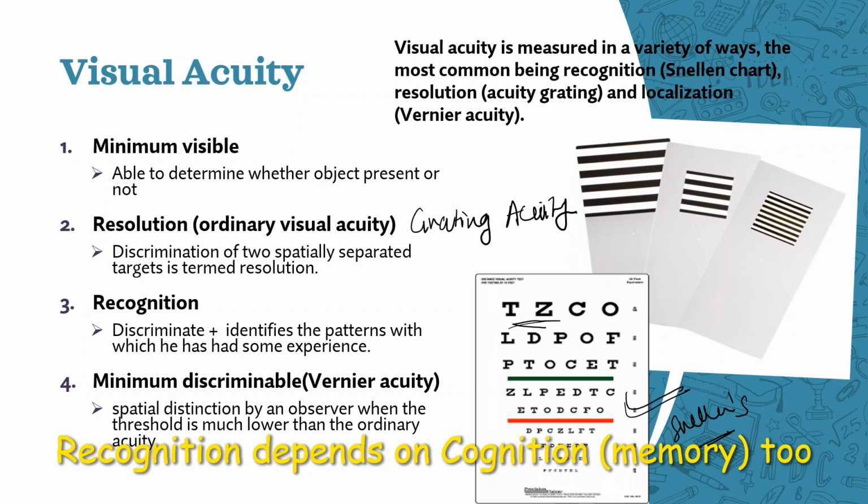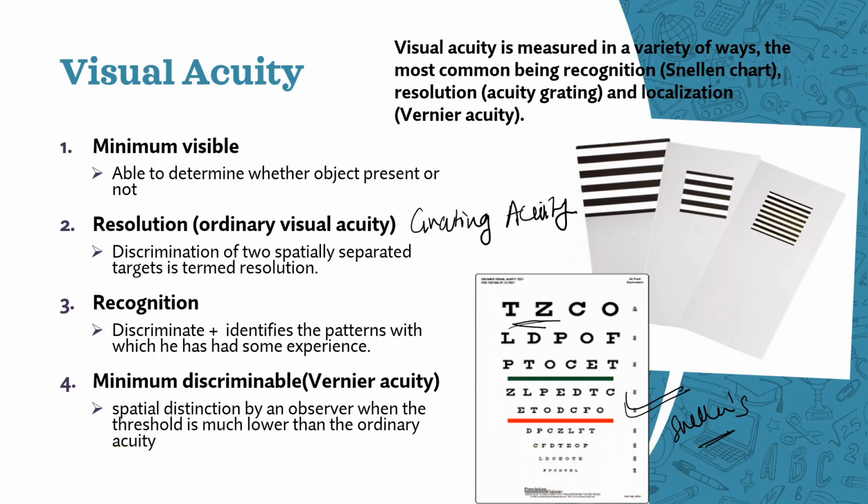The fourth thing is vernier acuity or minimum discriminable. Look at this chart now. This one is the Teller's chart. As you can see, the lines over here are getting closer and closer, one after another it is being graded. So you are able to see this, up to your threshold level. Now what happens when the spatial distinction by an observer has a threshold much lower than the ordinary acuity? Let us see an example in a picture to understand this.